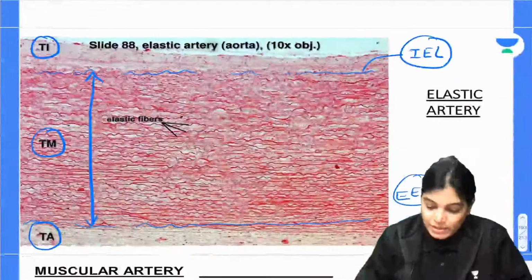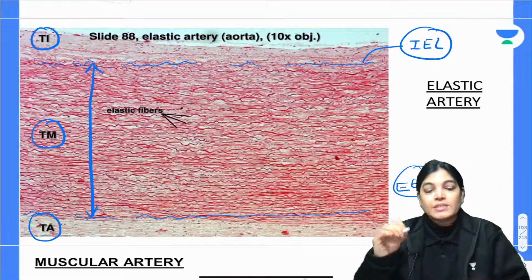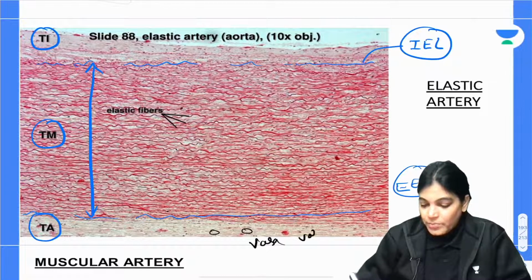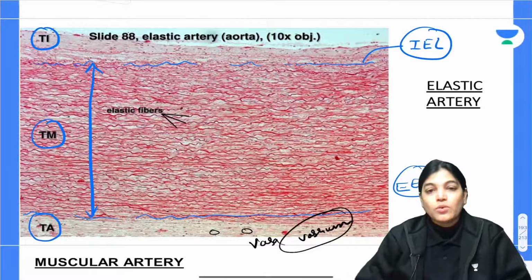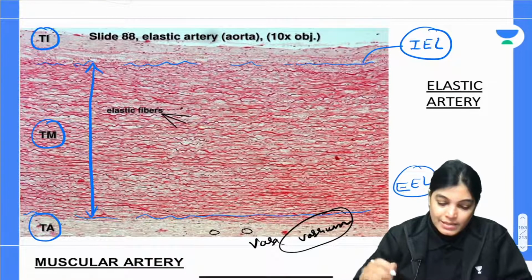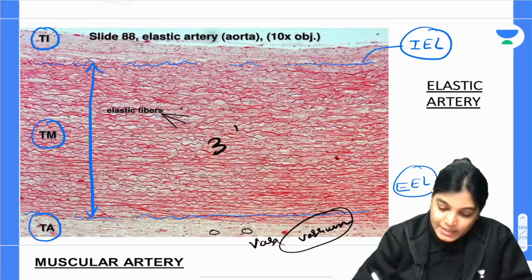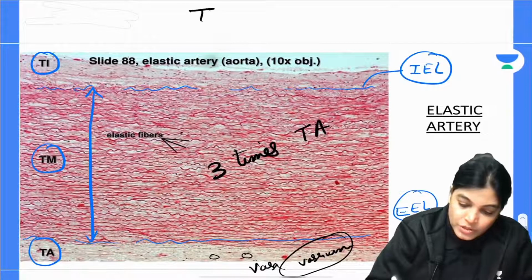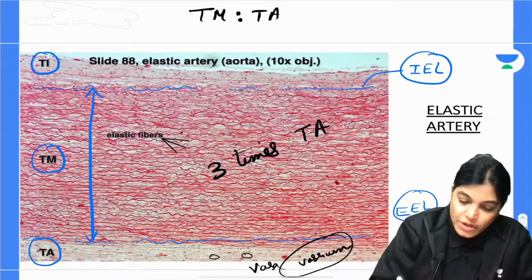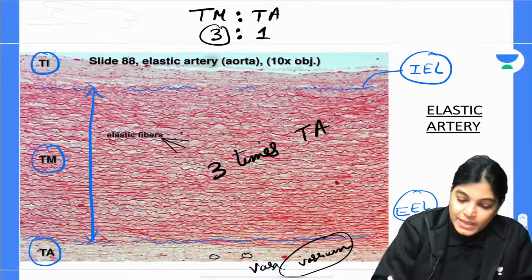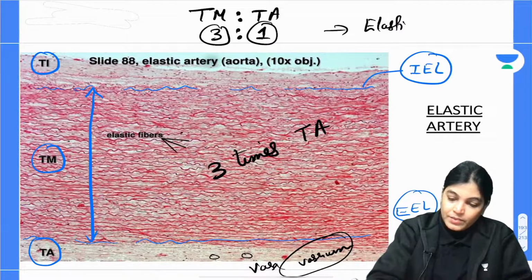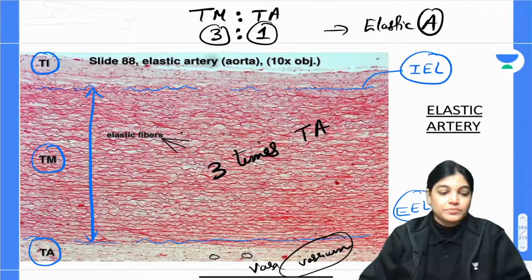Let me explain once again. When you see this slide, in the elastic artery, the outermost layer has small vessels called vasa vasorum, and the vasa vasorum have the role of giving blood supply and nutrition to the outermost layer. The tunica media is the thickest layer, 3 times thicker than the tunica adventitia. The ratio of TM to TA is 3:1. So the tunica media is 3 times the thickness of the tunica adventitia in the elastic artery. This is very important for your MCQ session.